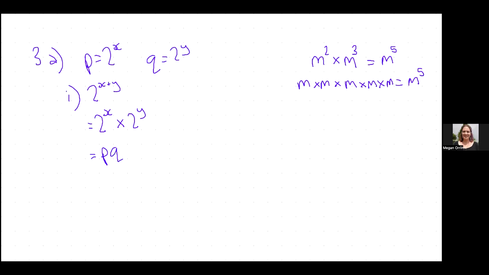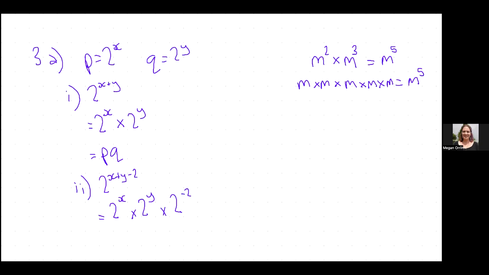Now, the second one, we're kind of partway there already. We're being asked to find 2 to the power of x plus y, but we're adding a minus 2. So we're going to use this same idea. What this really means is 2 to the power of x times 2 to the power of y times 2 to the power of negative 2. So what we need to do is think about this.